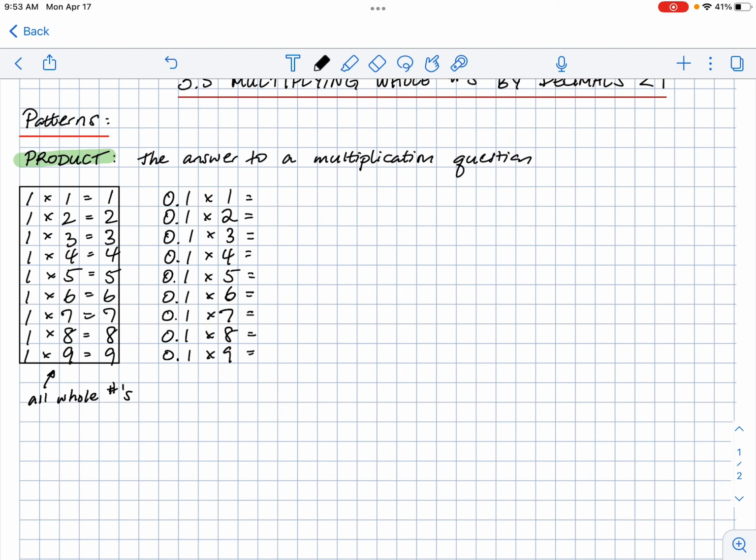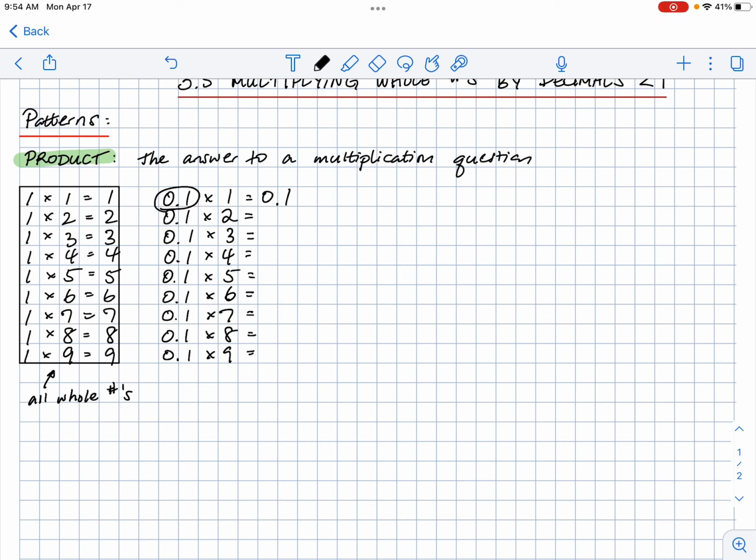Maybe by now you've had a chance to think about what these answers could be. In my answer to 1/10 times 1, I'm going to have a 1, right? But the answer is not going to be 1 because I'm multiplying by 0.1 or 1/10, so there's a decimal here. We also know that we're multiplying it by 1. You know the rule about multiplying anything by 1, the answer will be itself. So your answer to that is going to be 1/10.